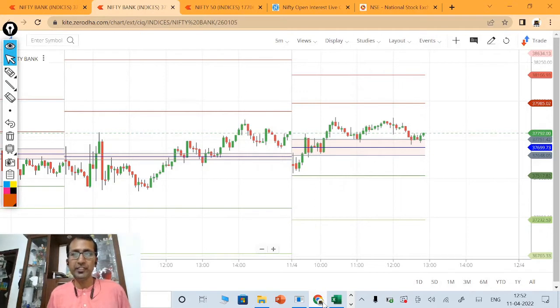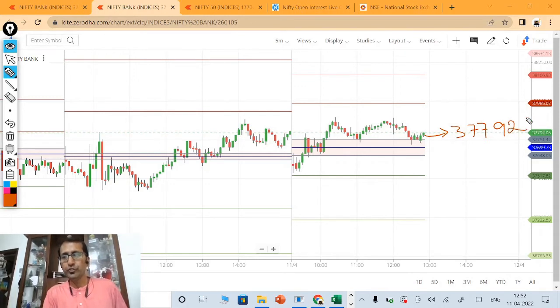So now let me come to the Nifty Bank levels for the day. As you can see on the screen, right now it is trading at around 37,792. So how should you position yourself for Bank Nifty today? Bank Nifty is slightly above the upper range of the central pivot range. So it is trading in a small range.